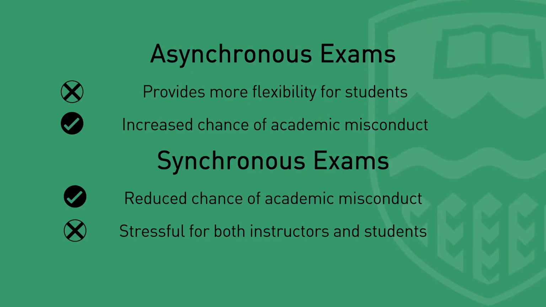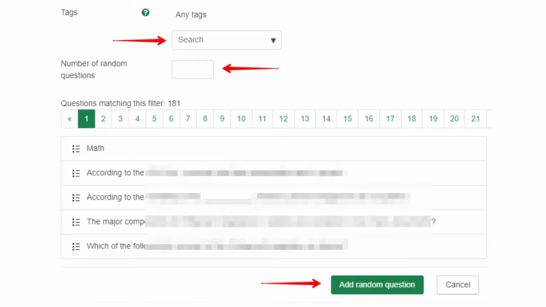Both asynchronous and synchronous exams have pros and cons. Asynchronous exams allow for more flexibility in the students' lives, but they may increase instances of academic integrity violations. Conversely, synchronous exams can prevent students from academic integrity violations, but they have been reported as being quite stressful for both students and instructors. As a side note, eClass does have the capability to produce different versions of quizzes using random questions. Click on link B below in the video description to learn more about this eClass feature. Your choice will depend on your course, your content, and the contexts of your students.